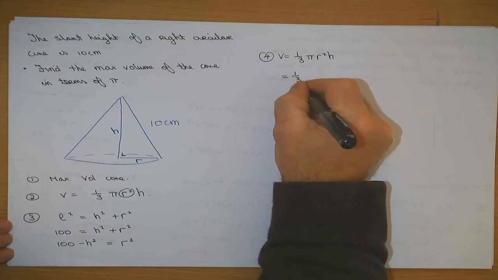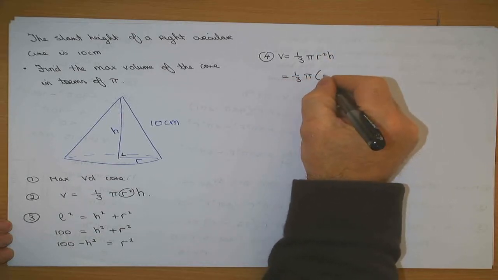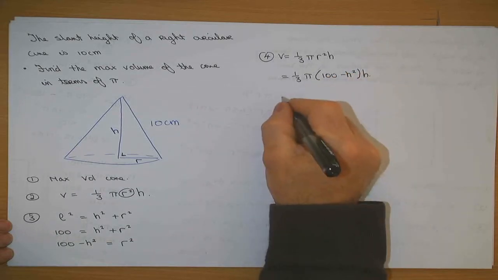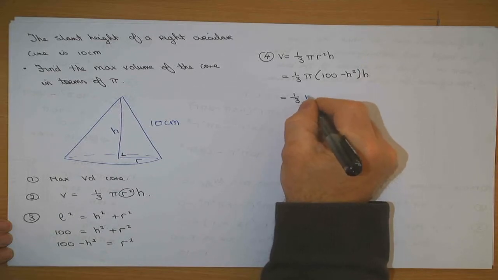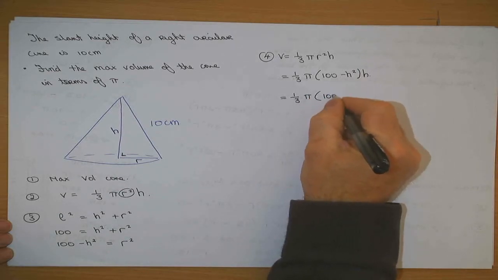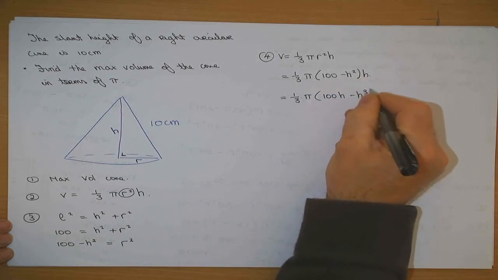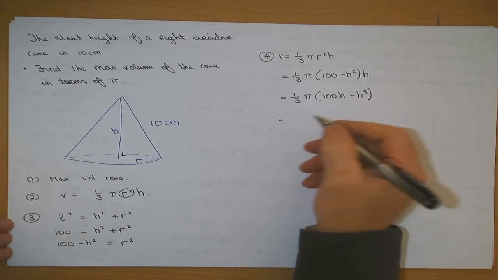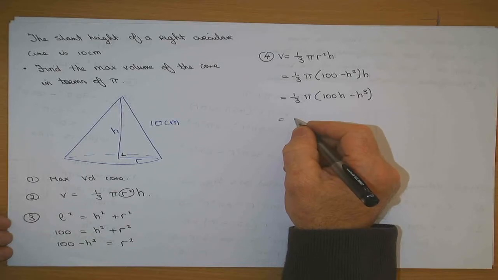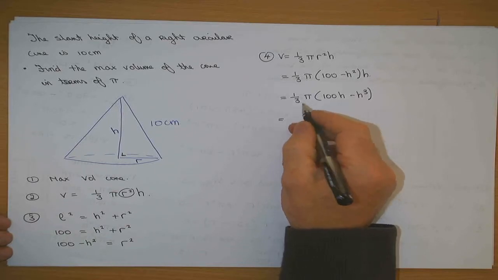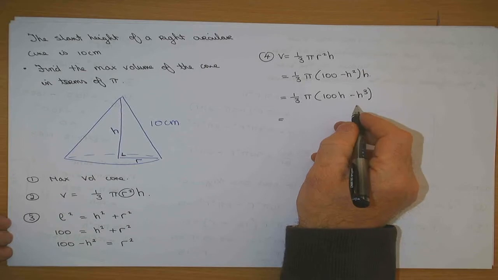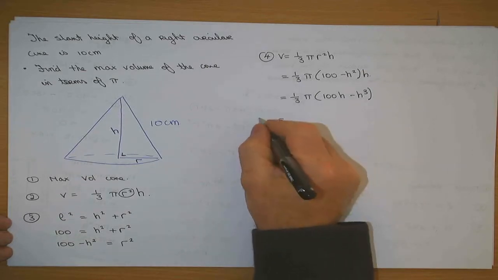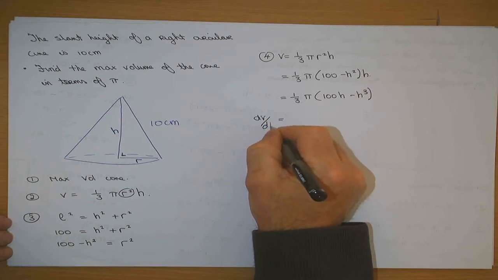So now I know in 4 that the volume is equal to 1/3 pi r squared h. The volume is 1/3 pi r squared, 100 minus h squared times h, which is 1/3 pi times 100h minus h cubed. Yes? Now, what's the easiest way to differentiate this? As it is there, is that a product rule? No. Why? There's no h in that. So now I could just work out dV/dh.